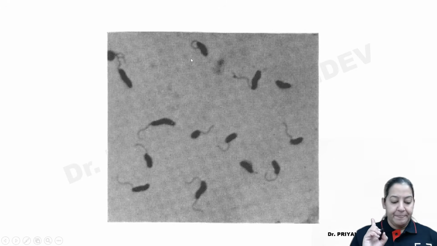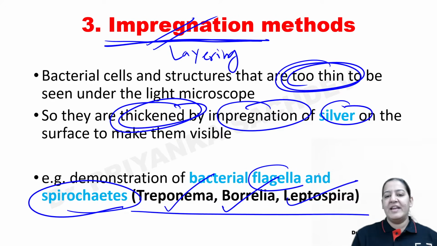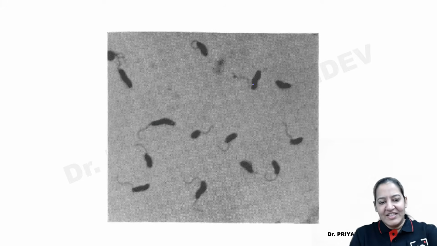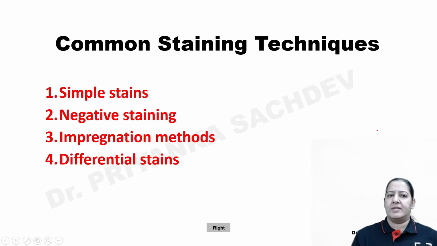So you can see number 1. And number 2 is for flagella, the bacterial flagella. You can see the flagella of the bacteria. Don't look at the bacteria, look at its flagella. Flagella is also very thin. For that also we use this, right?